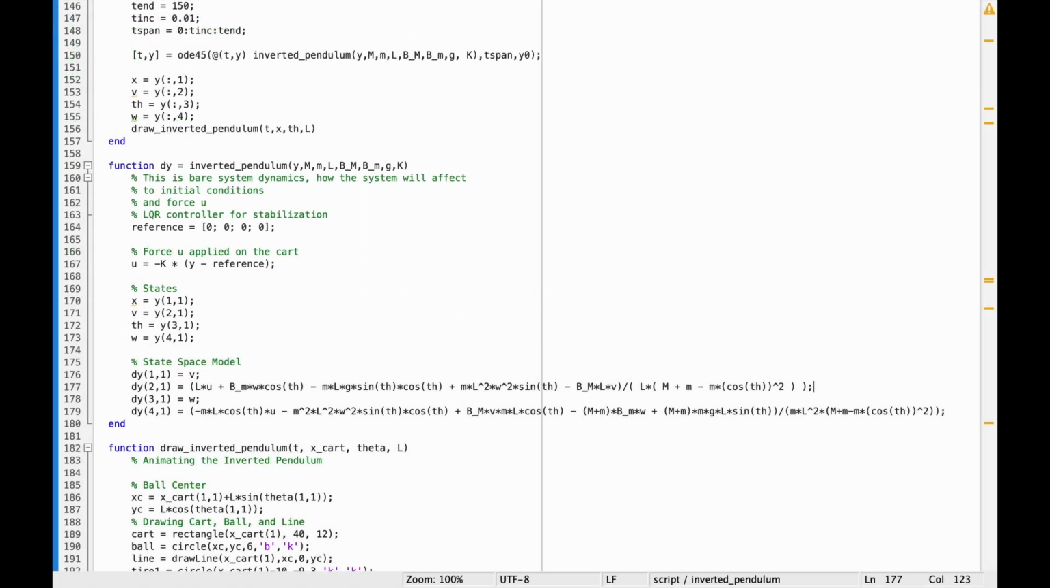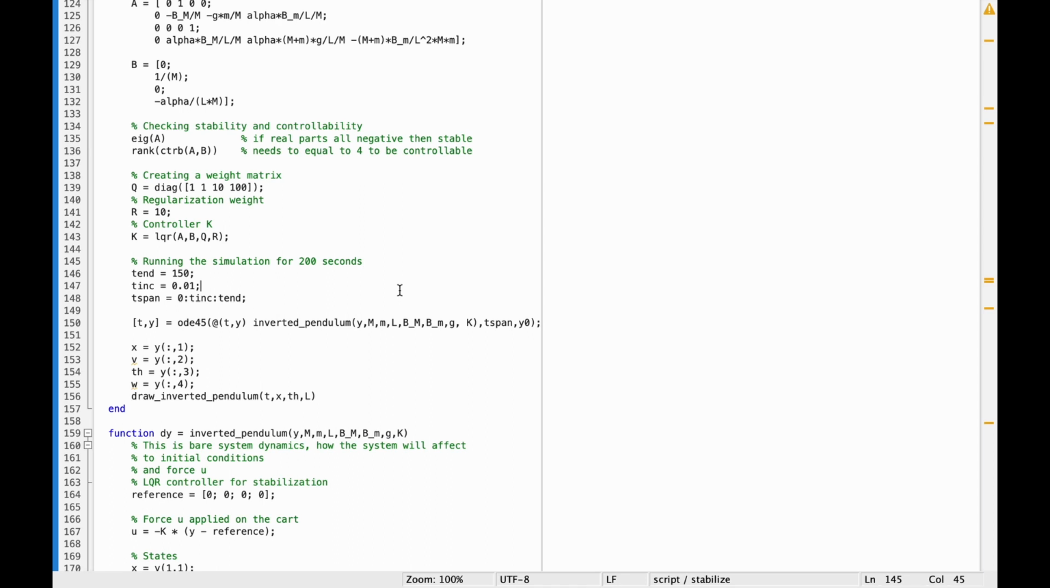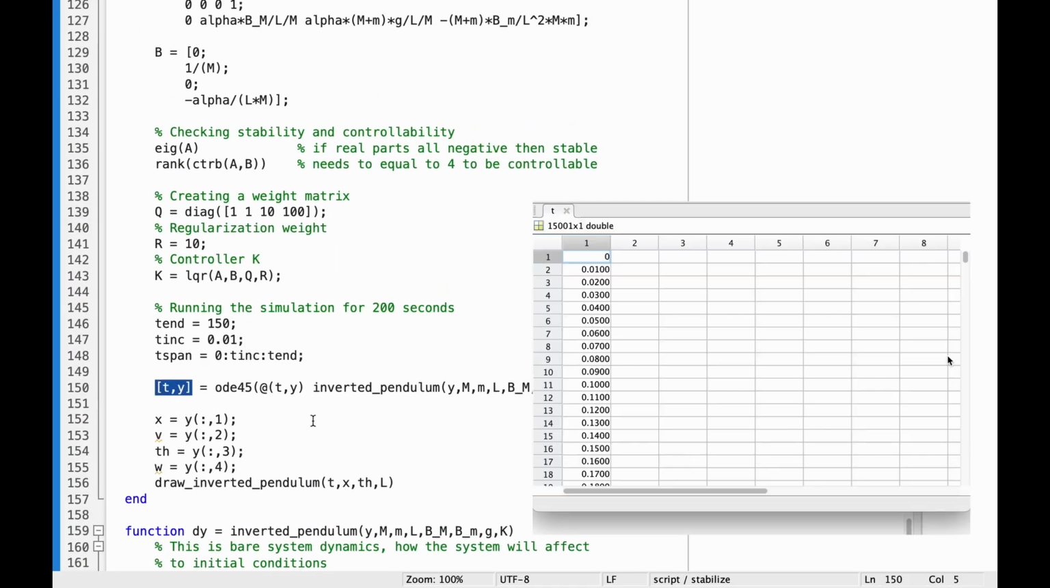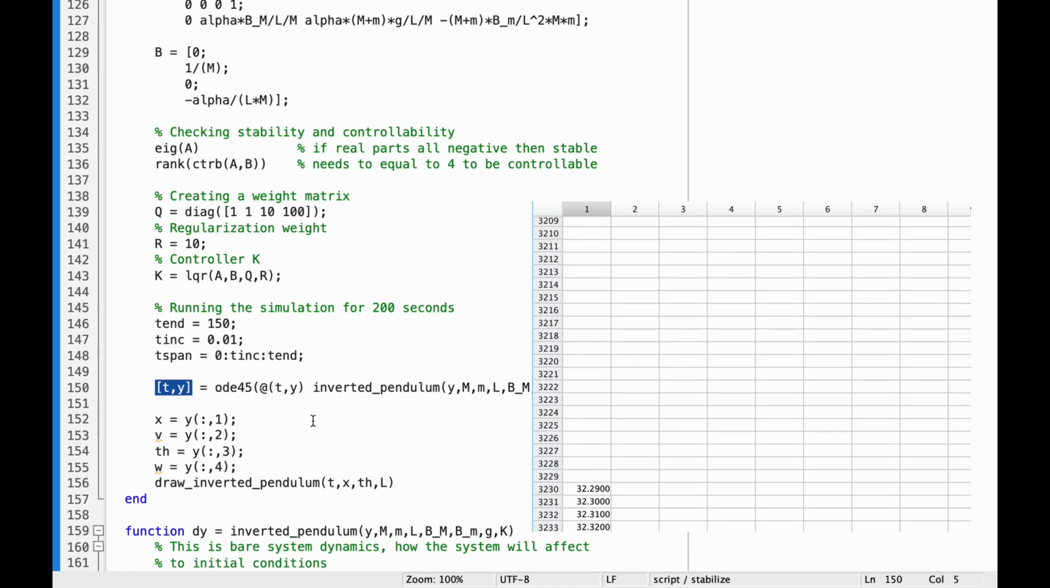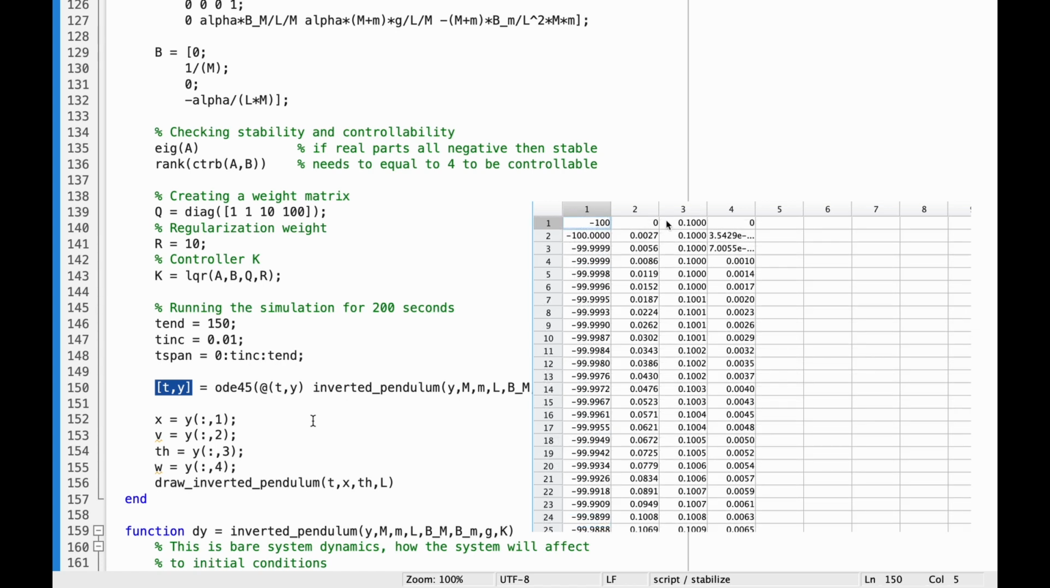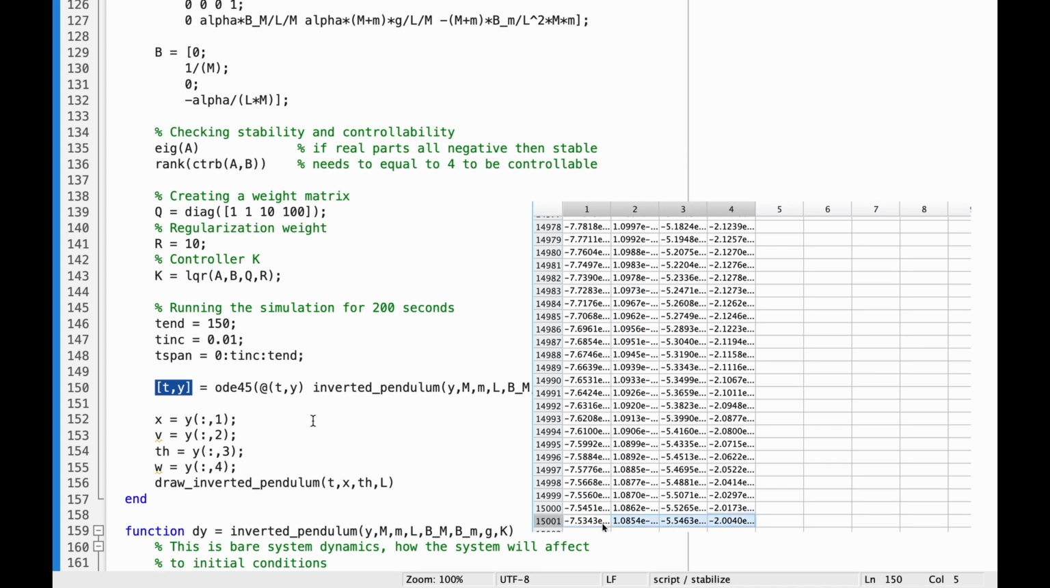Going back, as the result of ODE45, we get a time vector and our states y. Here you can see our time vector, which has a length of 15,001. As intended, it starts at 0 and goes until 150 in time increments of 0.01 seconds. The y vector has 4 columns that correspond to position, velocity, angle, and angular velocity. As initialized, we start at -100 meters for position, 0 velocity, 0.1 angle, and 0 angular velocity. Then we have the values at different times that correspond to the time vector. So the length of the y vector is equal to the length of the time vector, 15,001.